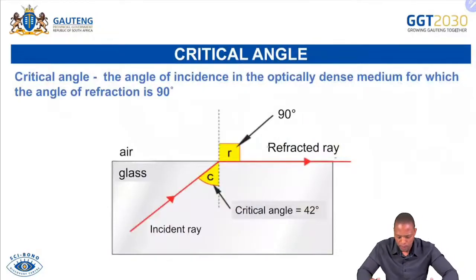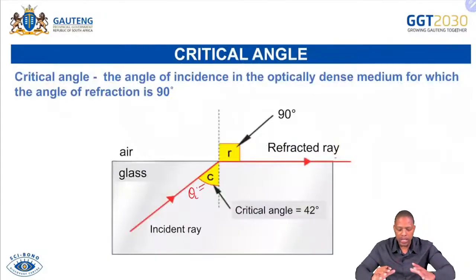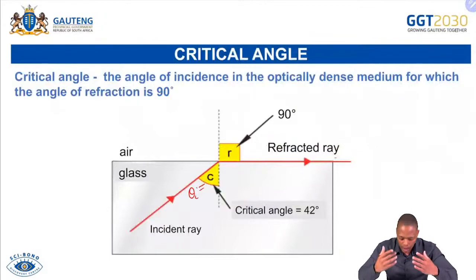Okay, what is happening here? Here we are no longer having the angle of incidence, or we say the angle of incidence is now equal to something else. Okay, we are having a new concept altogether. We are now having a critical angle. At this point, it's critical.